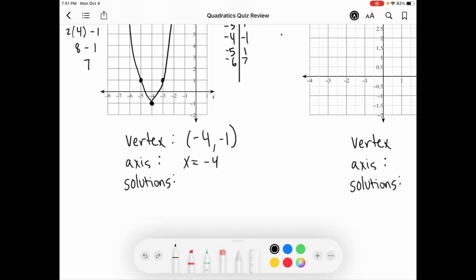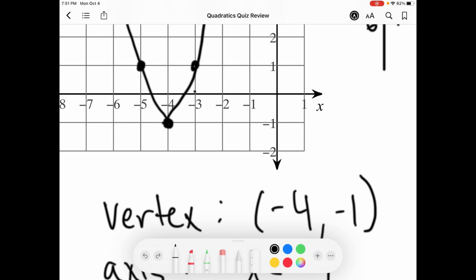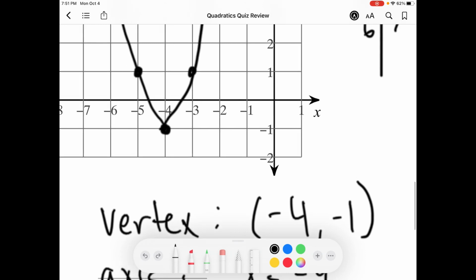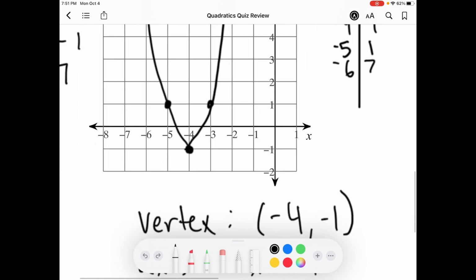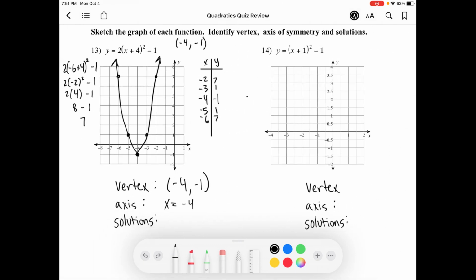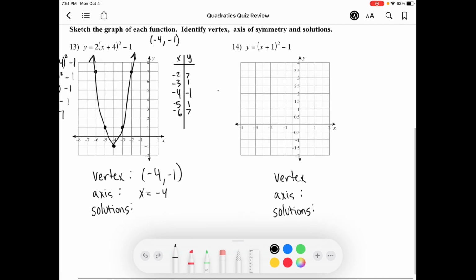The examples that I give you on the quiz, they're going to be a lot more clear. They'll be exactly on the x-axis at a whole number. So sorry about this example. It's not a very good one because the solutions are not very clear. They're going to be a lot more clear on number 14. So let's go to number 14.